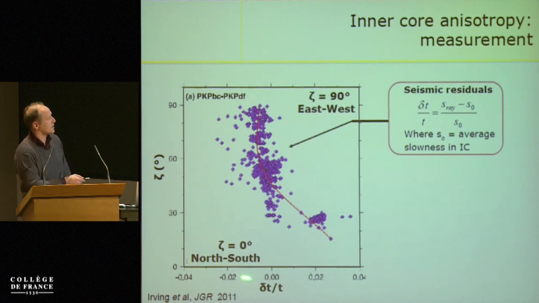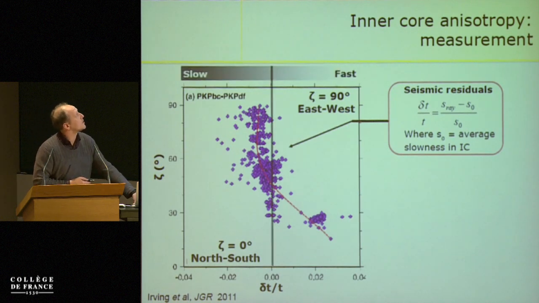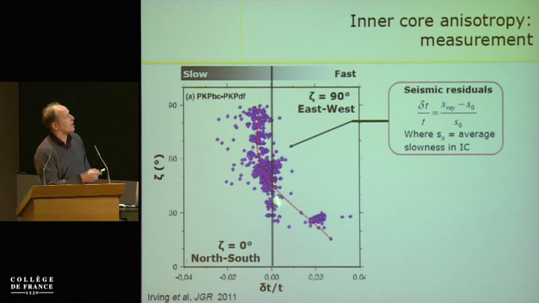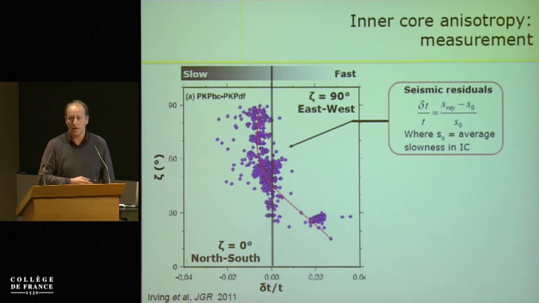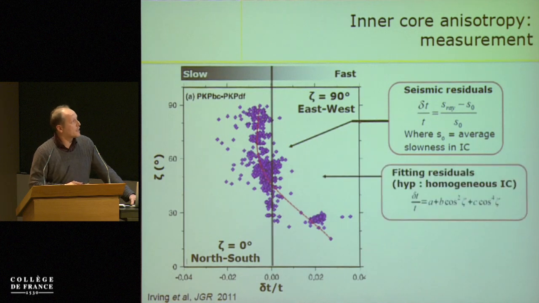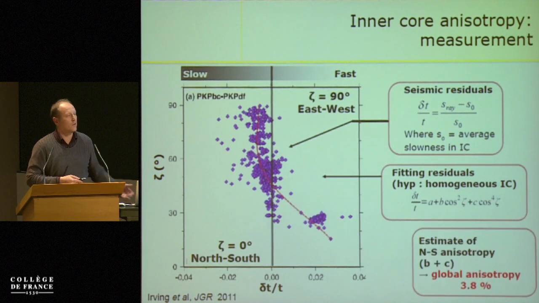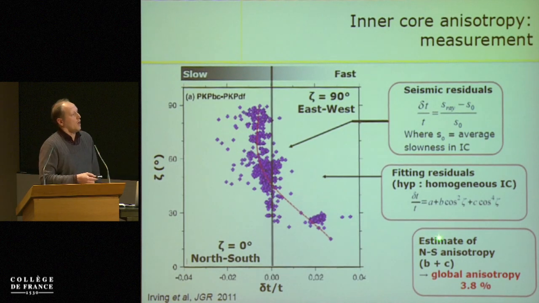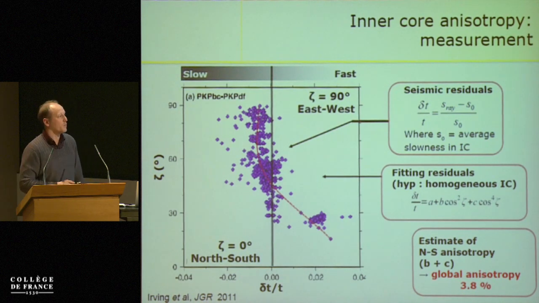She's plotting these differential travel times as a function of the angle to the Earth's rotation axis. So this is north-south, this is east-west. The waves in this region are fast, and the waves in this region are slower than average. What is typically done is to fit these measurements with some form of cosine square law, and this fit gives you an amplitude of anisotropy. In this case, the author claims that there is 3.8% anisotropy in the inner core.